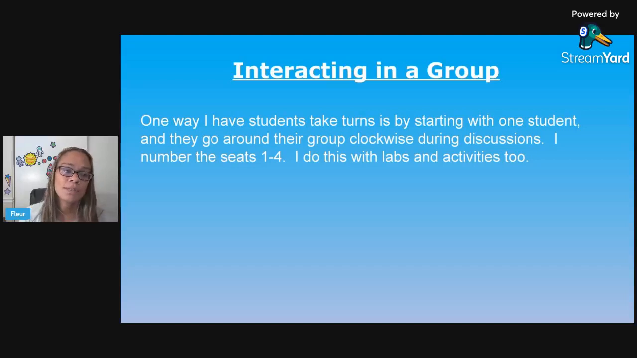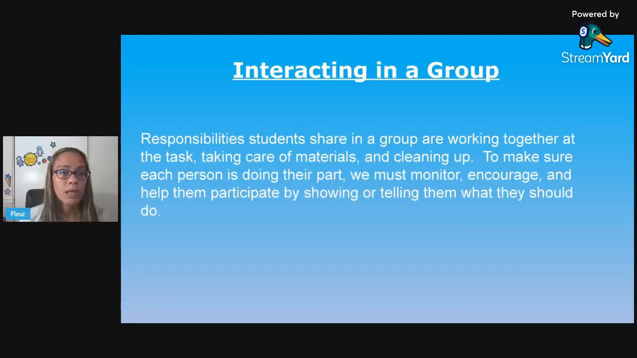Or with labs, I'll do the same thing. I'll say, okay, person 1, you're going to get the materials. Person 2, you do this. Person 3. That way they all have a chance to participate. Shared responsibilities include working on the task that I give them, taking care of materials, and cleaning up. In order to make sure that everyone is doing their part, we have to monitor. We have to watch our students and walk around. We need to encourage them and help them participate by showing them what to do or telling them what they should do. Some kids will sit there until you tell them what to do specifically.